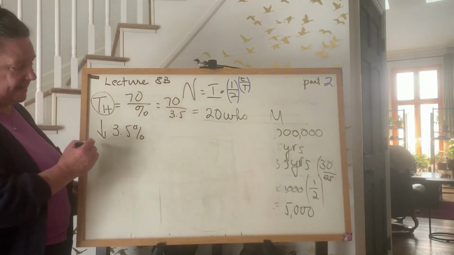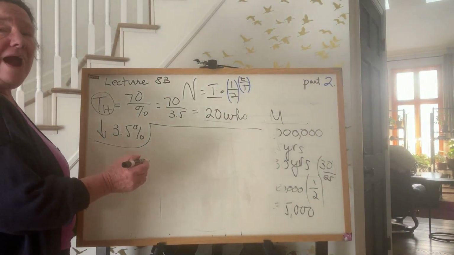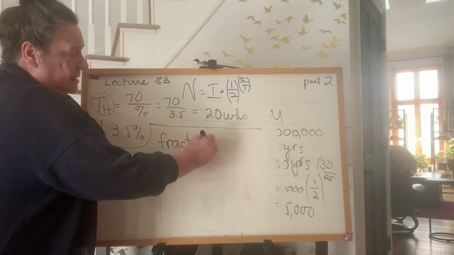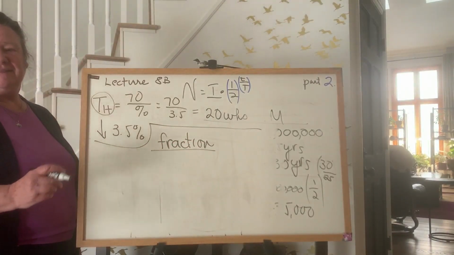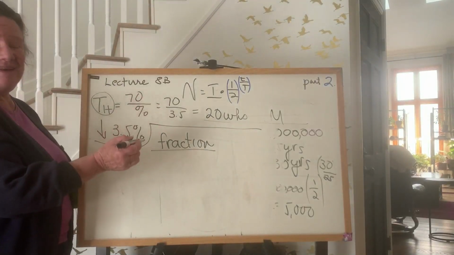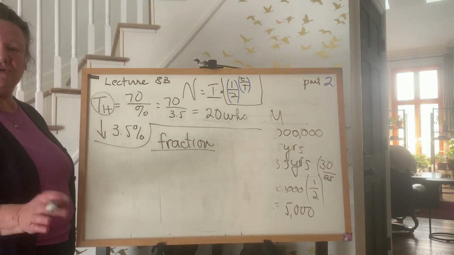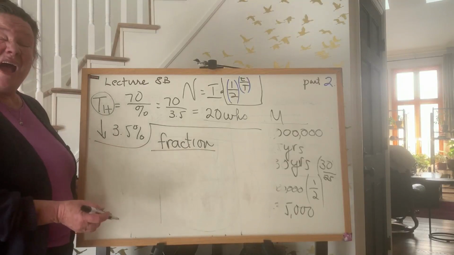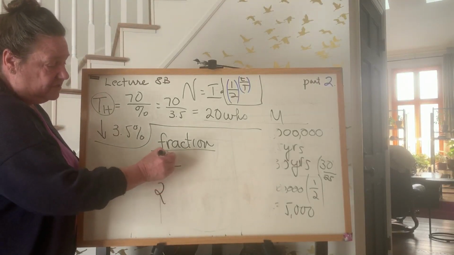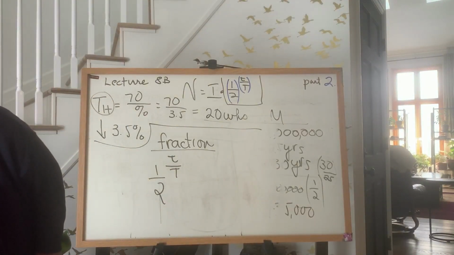Okay, the second half of this problem says, by what fraction is it reduced? Okay, so again, that's just this part. It doesn't tell you how much you start with or anything. It just says, by what fraction is it reduced? 1/2 to the little t over big T.